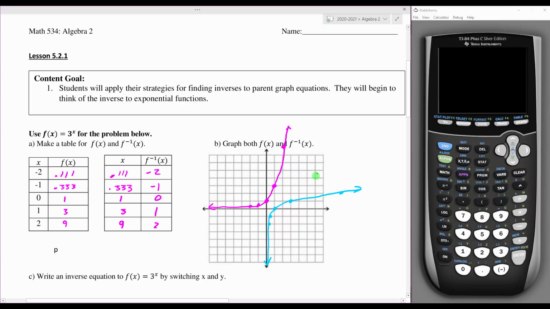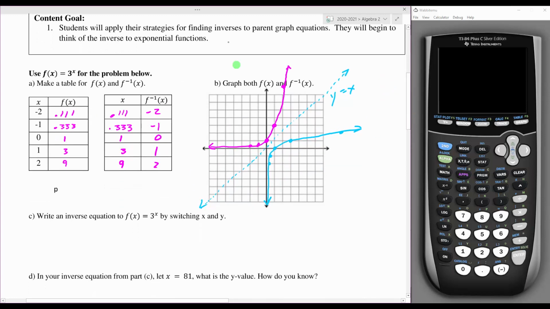And you'll notice that line of reflection, just like we saw on all of the other functions that we explored. When we graph the function and its inverse, we see that line of symmetry exactly on this line. This is the line y equals x, and we see that reflection, which is really good. So that's the table and the graph for an exponential function. Let's start exploring the equation a little bit as well.